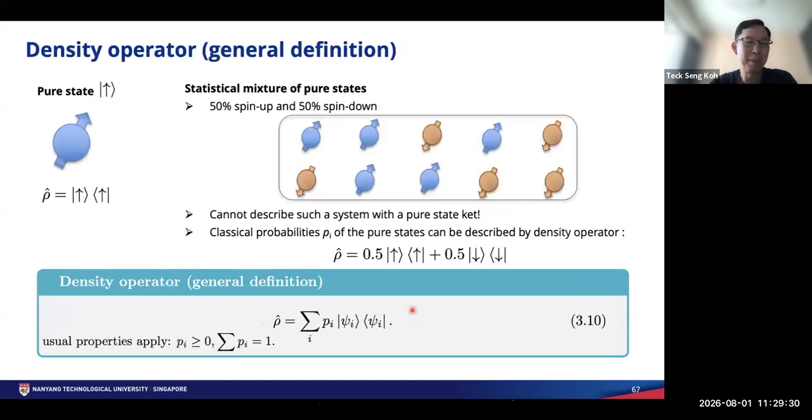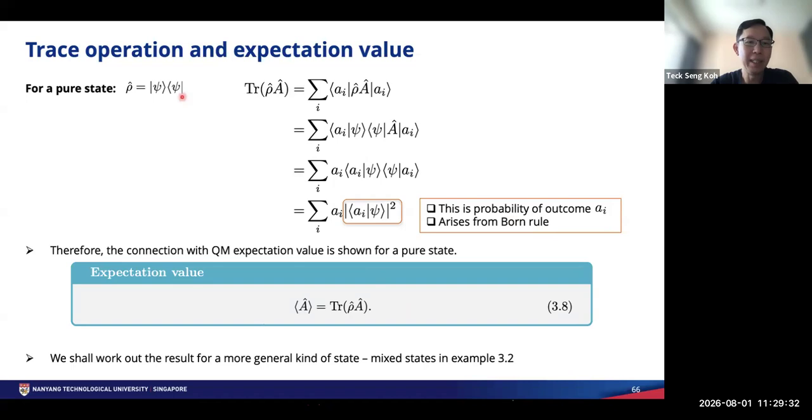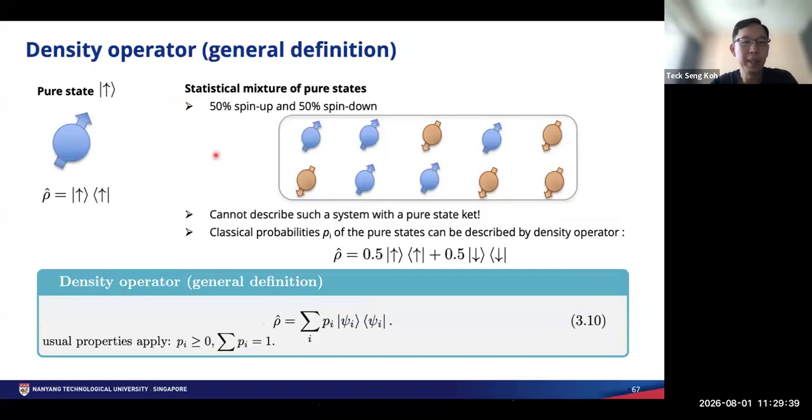But this is a pure state. The system exists in this state psi. We can think about a general state. It doesn't need to be a pure state. A general state is a statistical mixture of pure states. For example, each of these particles in this collection are pure states. Spin up, spin up, spin up, up, and then the orange ones are down, down, down, down. And this is 50% spin up, 50% spin down.